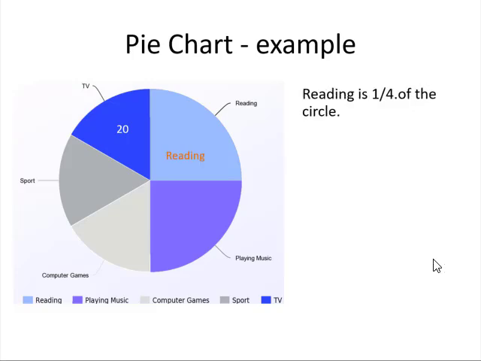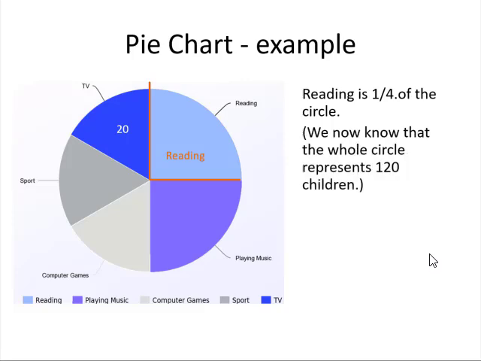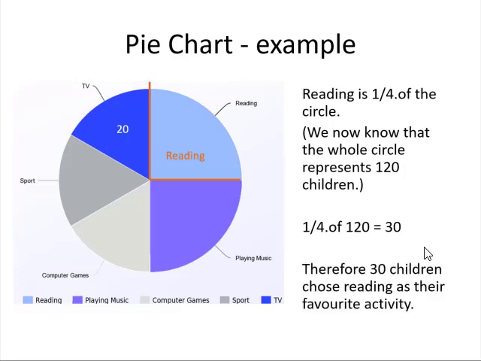Well, reading is a quarter of the circle. And we now know that the whole circle represents 120 children. So a quarter of 120 is 30. Therefore, 30 children chose reading as their favourite activity.